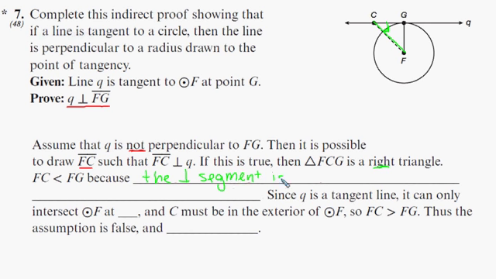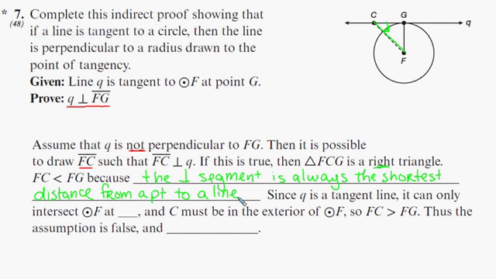is always the shortest distance from a point to a line.